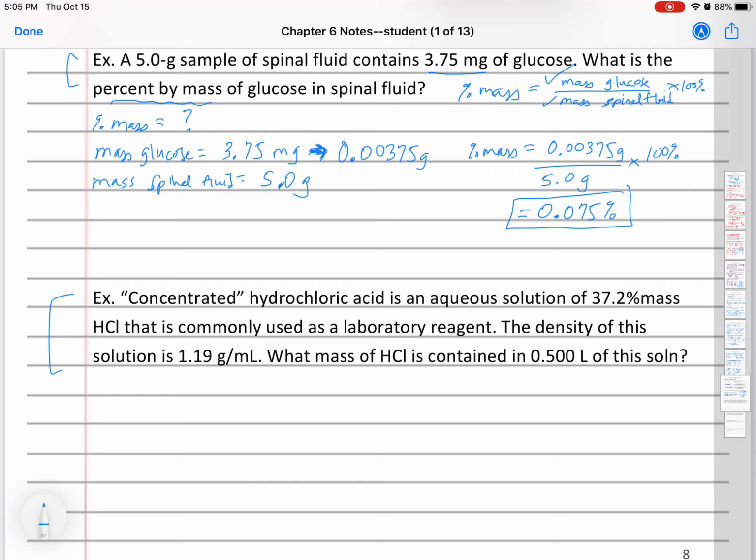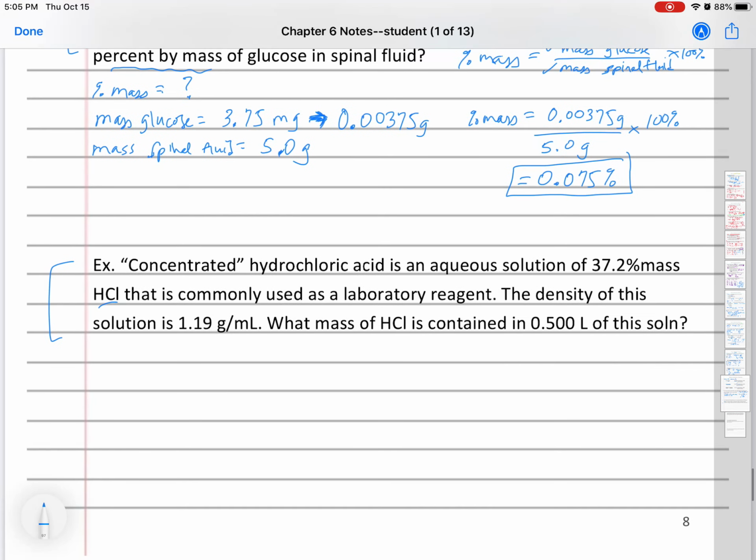Do another practice problem. Concentrated hydrochloric acid is actually an aqueous solution that is 37.2% by mass of hydrochloric acid. And that's what, when we use hydrochloric acid as a lab reagent, that's what concentrated hydrochloric acid is. It's not actually pure HCl, it's a solution. The density of this solution is 1.19 grams per milliliter. What mass of hydrochloric acid is contained in 0.5 liters of this solution?